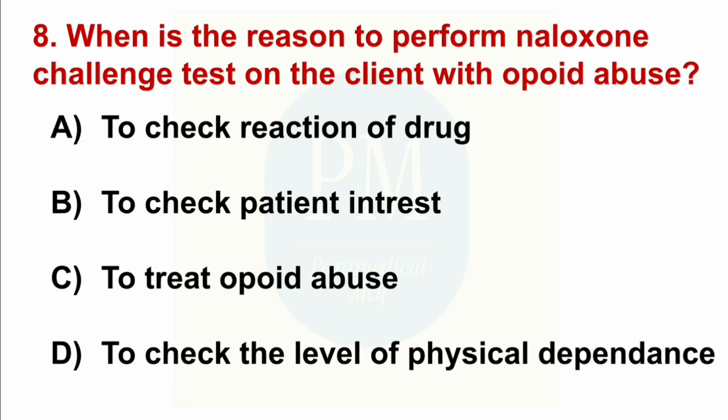What is the reason to perform naloxone challenge test on the client with opioid abuse? Option A: to check reaction of drug. Option B: to check patient interest. Option C: to treat opioid abuse. Option D: to check the level of physical dependence. The correct option is option D: to check the level of physical dependence.